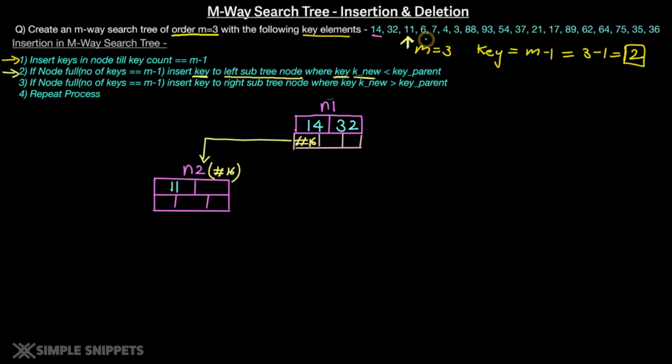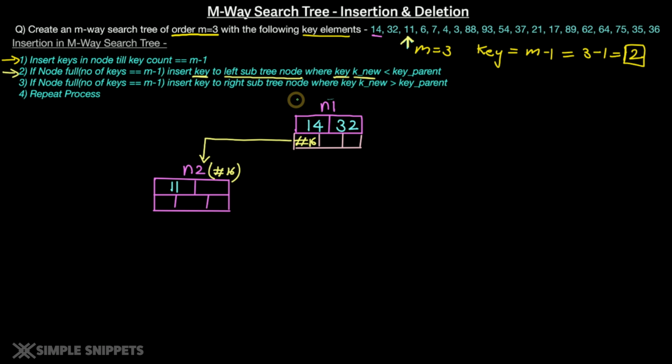Let's go to the next number. We have 6. So 6 is again smaller than 14. It will go to the left, so we have to store 6 in n2. Now remember, n2 is still not full, because n2 can store 2 key values. Currently it has only 1, which is 11.